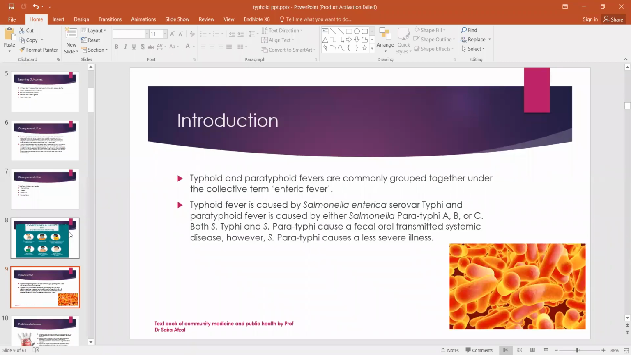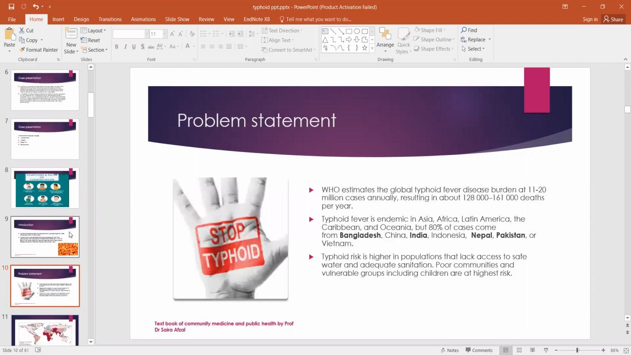Introduction. Typhoid and paratyphoid fever are commonly grouped together under the collective term enteric fever. Typhoid fever is caused by Salmonella enterica serotype typhi, and paratyphoid fever is caused by Salmonella paratyphi, strain A, B, or C. Both Salmonella typhi and Salmonella paratyphi cause a fecal-oral transmitted systemic disease. However, Salmonella paratyphi causes a less severe illness.